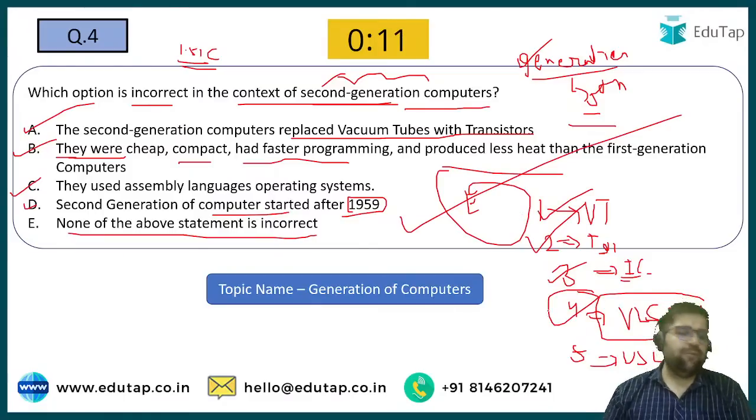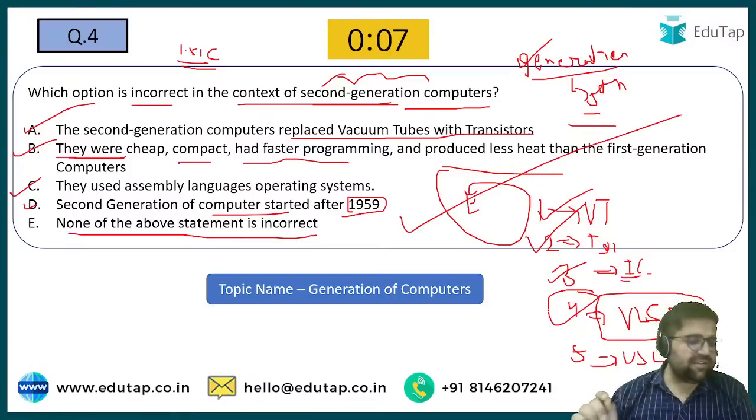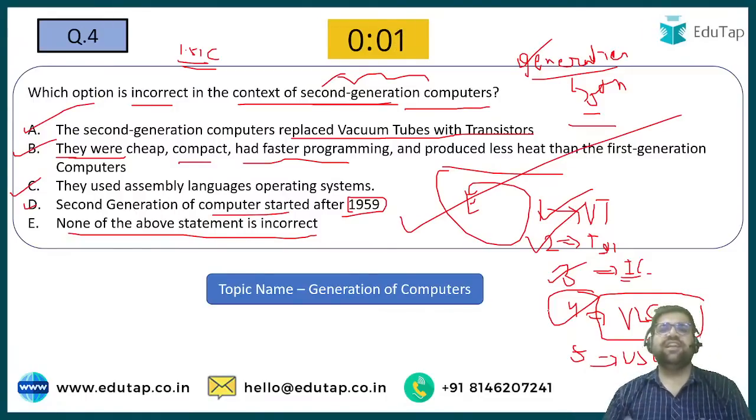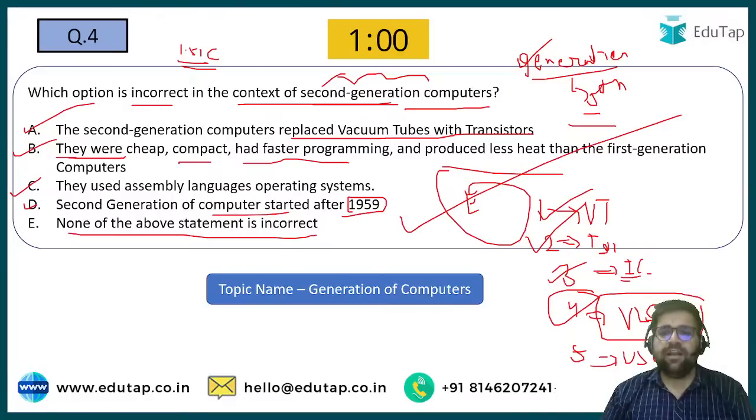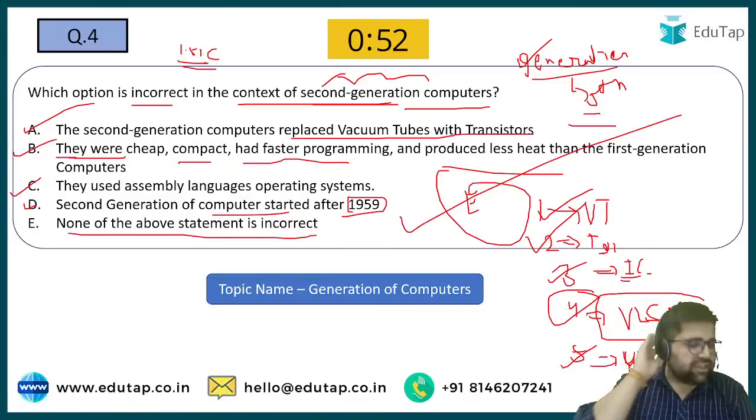Fourth generation mein, what was the technology? The technology was VLSI. What is the full form of VLSI? Yes, very large scale integrated circuits, or you can say very large scale integration as well. And remember, in fifth generation, we started to use ultra. So here U means what? U means ultra large scale integration. Okay. So you have to remember the full forms as well.